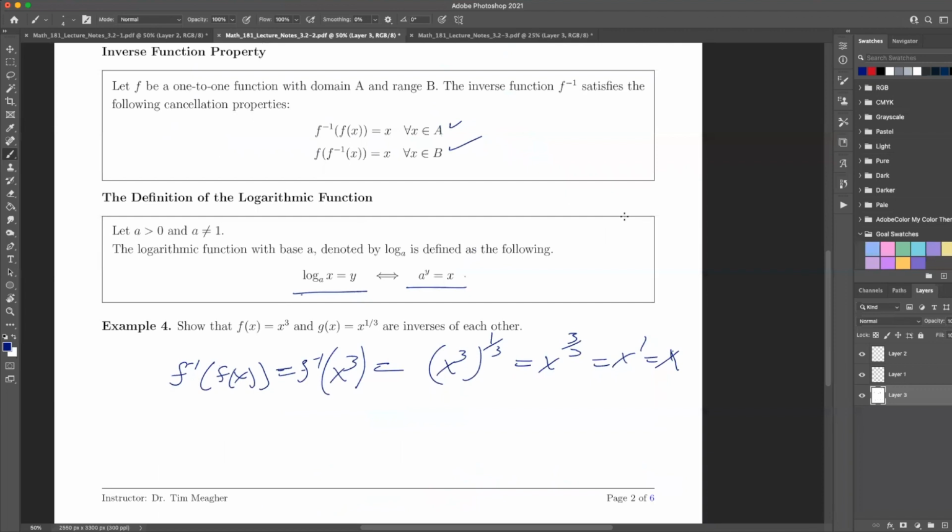All right, so that's a lot of preamble. We actually might get to page 4 today, which would be good. All right, so let's do the next page.